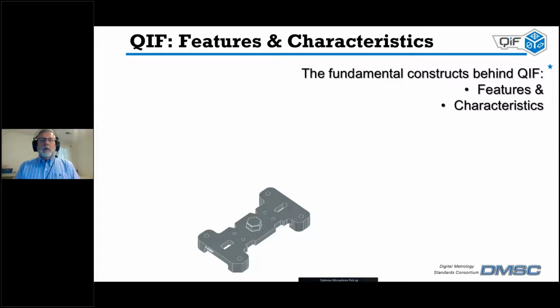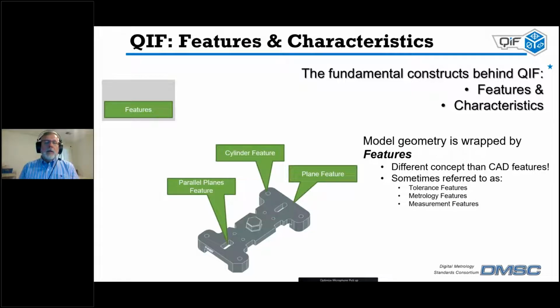Two things that you've already heard me talk about, and I just want to talk about them a little bit more. These are fundamental constructs for the basis of our QIF, and those are features and characteristics. As you look at the geometry of your model, we want to convert those geometries into something a little bit simpler to use, and those are features. And so the QIF, thanks to DMSC and other works, identifies many different feature types.